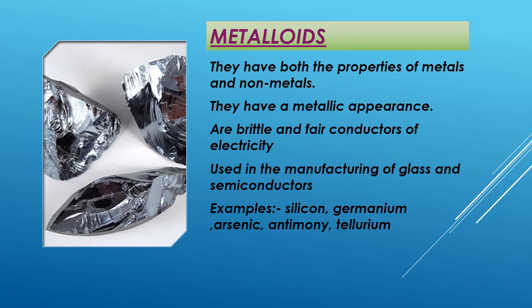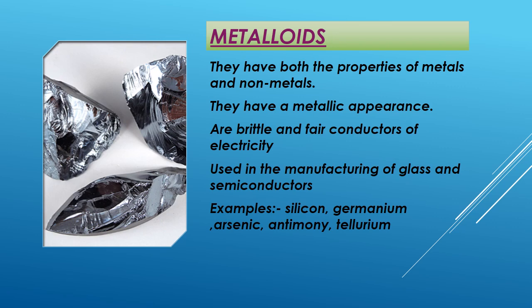There are certain elements that show the properties of both metals and non-metals. Such elements are known as metalloids. Now these metalloids have a metallic appearance and they are brittle. This means they can be easily broken into pieces. And they are fair conductors of electricity. What do you mean by fair conductors of electricity? This means that they allow electricity to pass through them, but to a certain extent only.